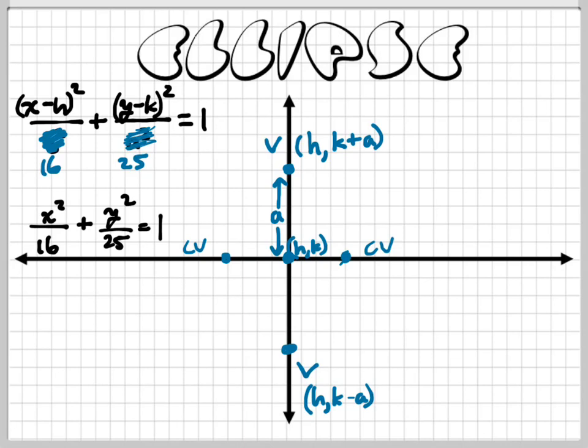And you can write that as, I think this is so confusing, but I think some of you guys like this. H plus B, K, and then this other one right here would be H minus B, and then K. Now you can draw your ellipse.